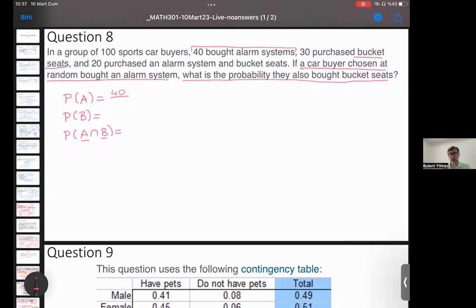Emanuel, your microphone is on, so I see some noise behind.